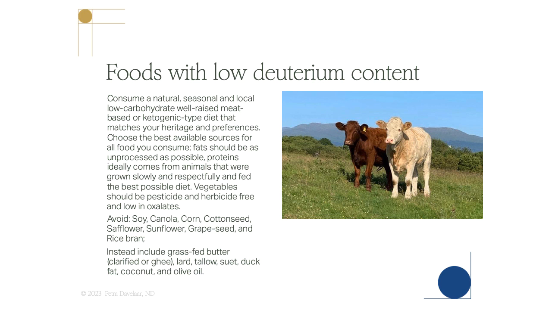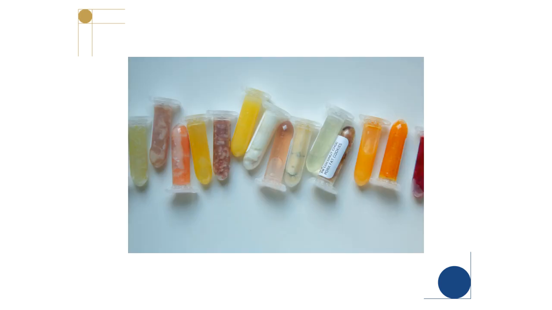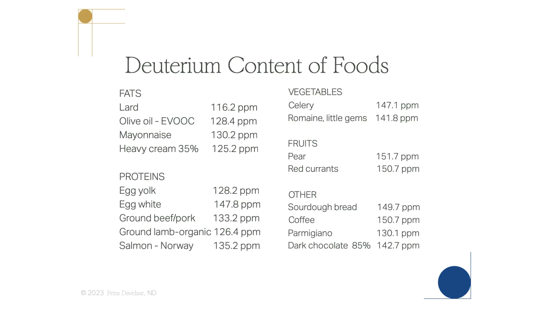So to reverse this dysfunction, we start with food. Consume a natural, seasonal, and local, low-carbohydrate, well-raised, meat-based, or ketogenic type diet that matches your heritage and preferences. Always choose the best available sources for all the food that you consume, as unprocessed as possible. Vegetables should be pesticide and herbicide free and low in oxalates. Foods low in deuterium can be divided as follows. Fats as unprocessed as possible from animals and plants, animal protein from animals raised in their natural habitat and fed the diet that's appropriate for them, green and colored vegetables that are low due to the process of photosynthesis, which in itself is a depleting process.